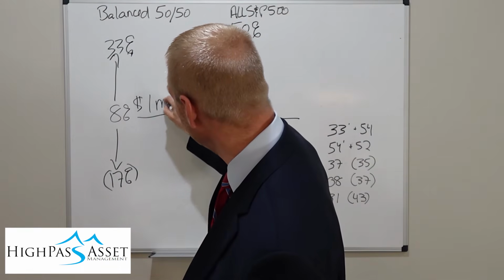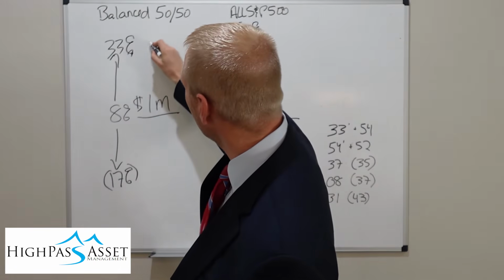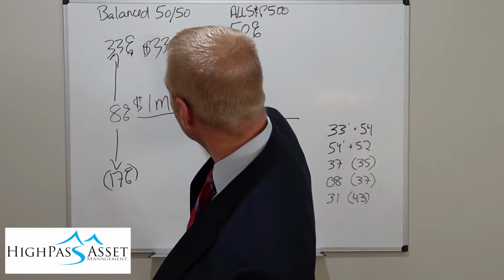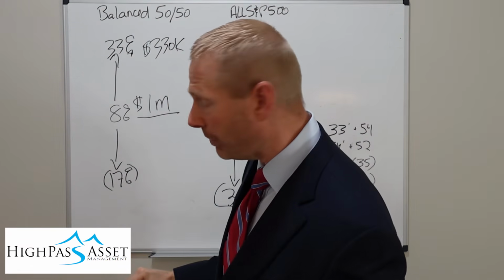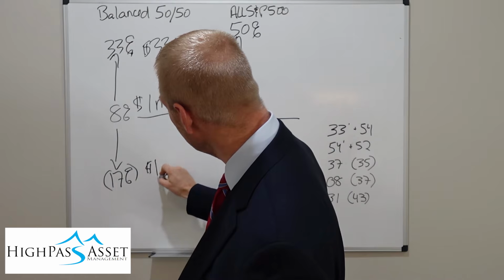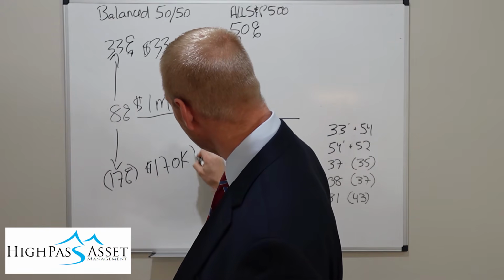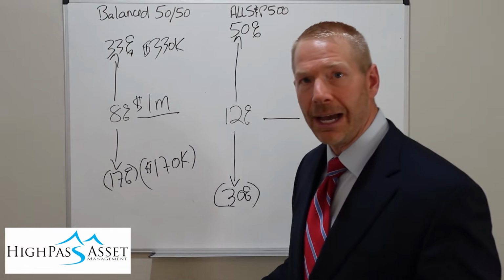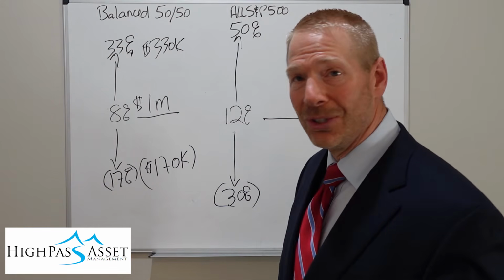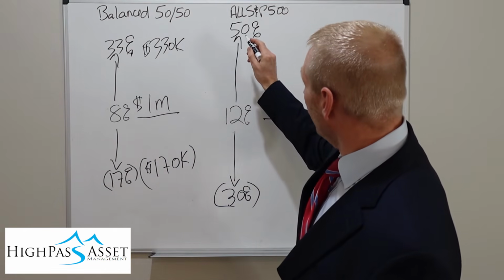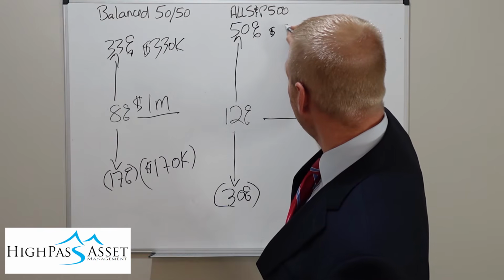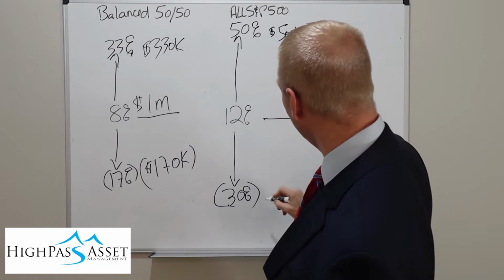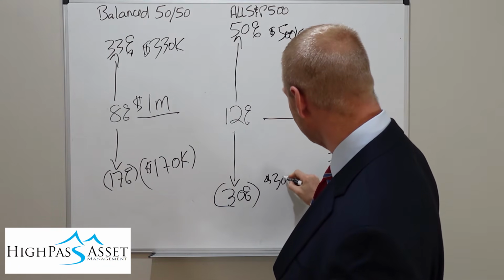Let's say we have $1 million. We know that in a great year we could make $330,000 in a balanced portfolio, or we could lose, like 2022, $170,000. We're hoping for $80,000 in a typical year. With the S&P 500, we know we could make $500,000, or we could lose $300,000.